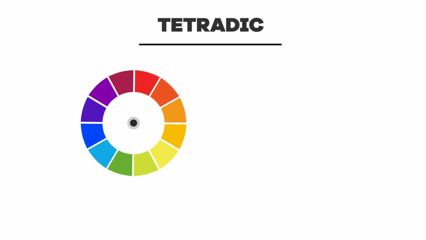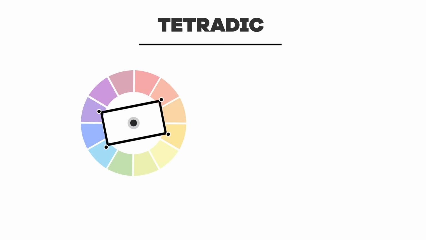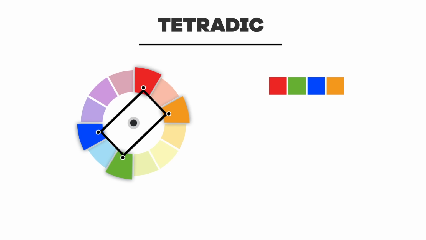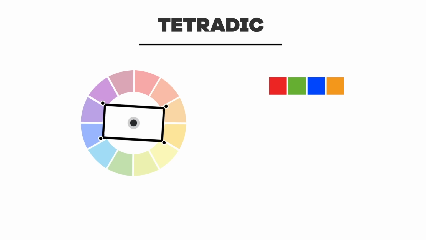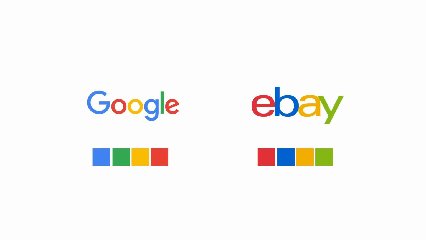Lastly we have the tetradic color scheme. These color harmonies are made of 2 pairs of complementary colors that form a rectangle on the color wheel, such as red, green and blue, orange is an example of a tetradic color scheme. The following group of colors also represents a tetradic color scheme. Brands like Google and eBay use a tetradic color scheme.